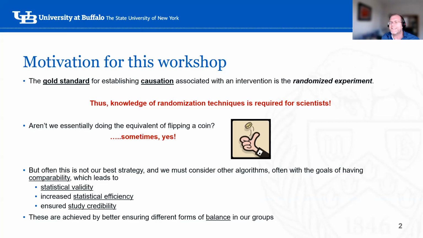And so you might say, well, Greg, why do you need an entire talk on it? Why are you babbling on for 50 minutes about randomization? Because isn't it a coin flip? Not literally, but figuratively. And it is, and it can be, but that's often not the best strategy. So we're going to consider a bunch of different algorithms. All these algorithms have this goal of comparability, with the idea that I want to establish statistical validity. I want to have a very efficient statistical procedure in play with my clinical trial. And I also want to ensure some credibility. I'm going to do that through obtaining different forms of balance.